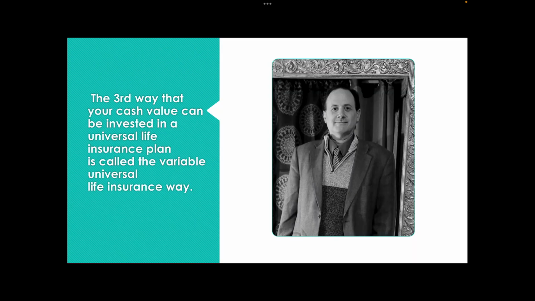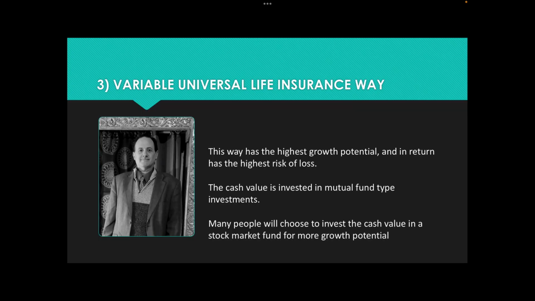The third way that your cash value can be invested in a universal life insurance plan is called the Variable Universal Life Insurance Way. This way has the highest growth potential and in return has the highest risk of a loss. The cash value is invested in mutual fund type investments. Many people will choose to invest the cash value in a stock market fund for more growth potential.